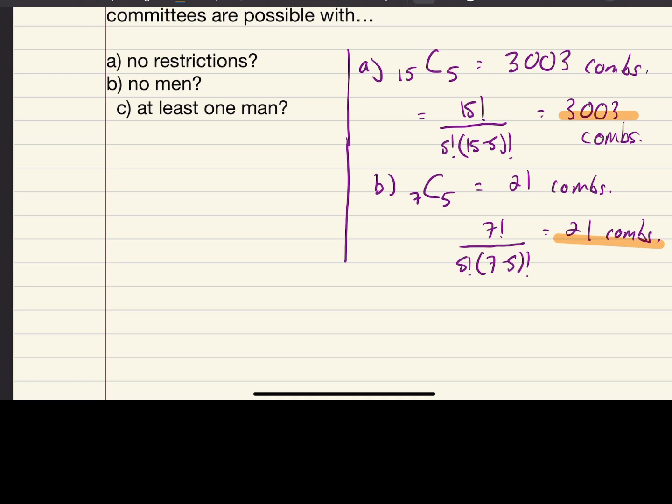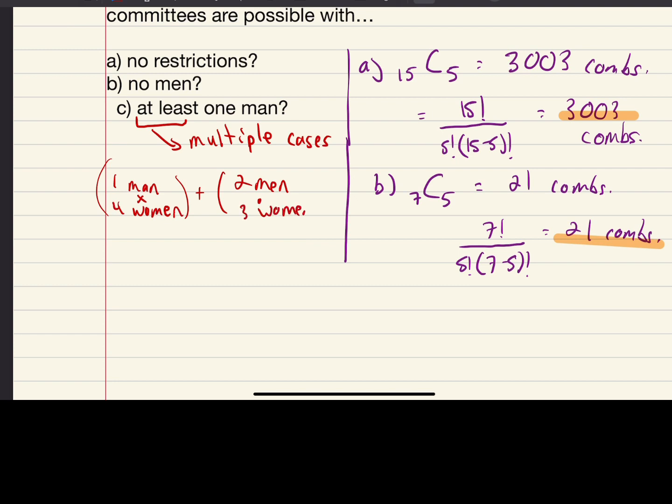Now for C, if there was at least 1 man. The at least part tells us that there are multiple cases that are possible for this combination. So now we have at least 1 man. So that could be 1 man and 4 women. Since it's and, that would be a multiplication. It could also be 2 men and 3 women. And we can make this go all the way to 5 men only.